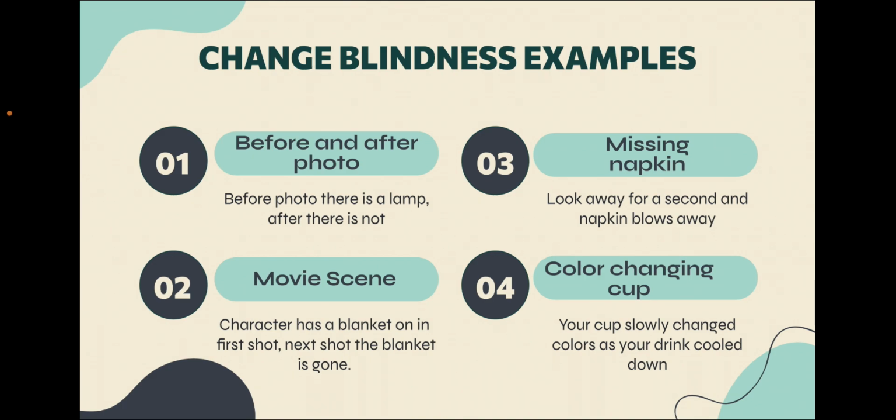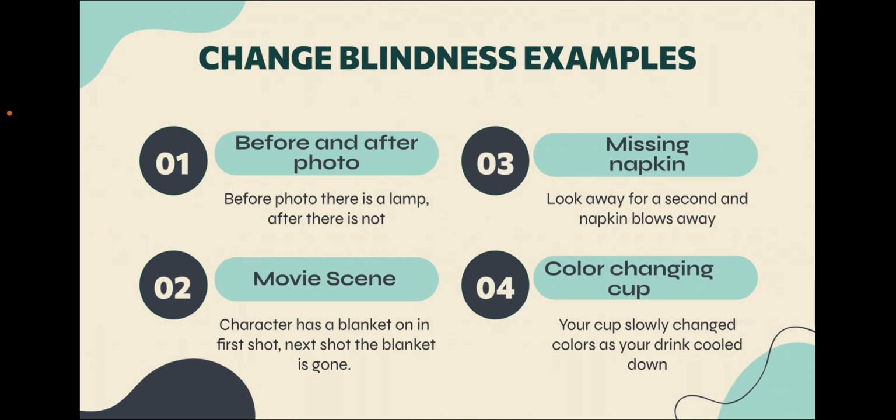The first one is a before and after photo. So imagine you are watching a slideshow and the before picture has a lamp, but it's gone in the second picture and you don't notice that the lamp is gone. In the second example, imagine that you're watching a movie and in the first shot, the character has a blanket on their lap, but it cuts to another shot or another camera angle, and the person no longer has the blanket in their lap and you don't notice that.